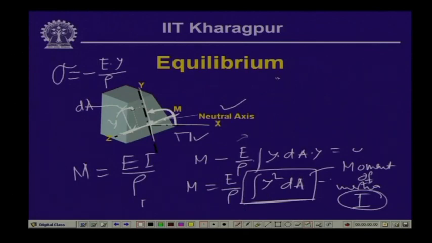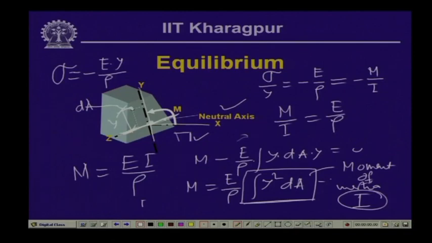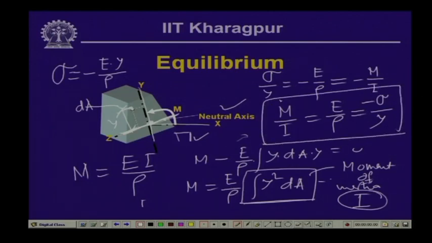So, sigma by y is equal to minus E by rho, and E by rho is equal to M by I. So, this is minus M by I. So, we can write that M by I is equal to E by rho is equal to minus sigma by y. This particular equation, which relates the moment with the stress and the curvature, we call the bending equation or the moment equation.